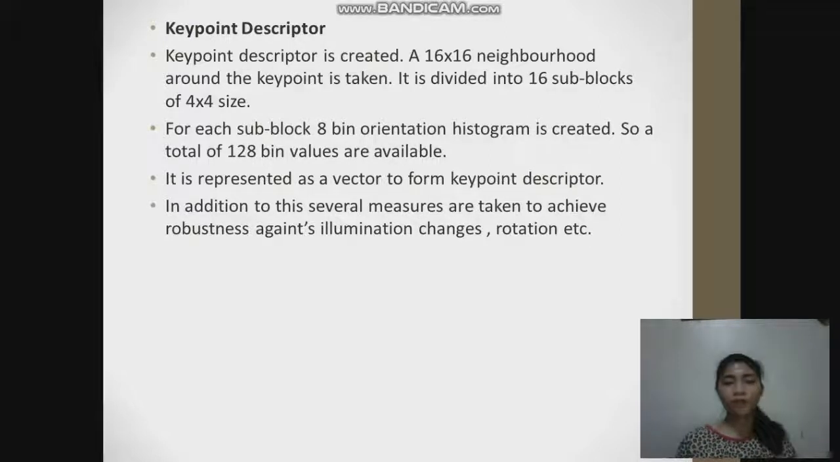Key point descriptor. A key point descriptor is created as a 16 by 16 neighborhood around the key point is taken. It is divided into 16 subblocks of 4 by 4 size. For each subblock, an 8 bin orientation histogram is created, so a total of 128 bin values are available. It is represented as a vector to form the key point descriptor. In addition, several measures are taken to achieve robustness against illumination changes, rotation, etc.